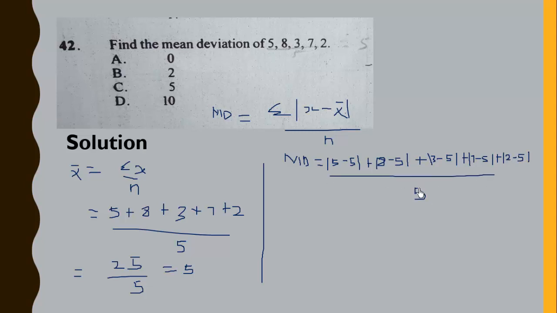So these are the substitutions that we make. So this gives us 0 plus 3 plus 2 plus 2 again plus 3 over 5. So this is 10/5, which is equal to 2.